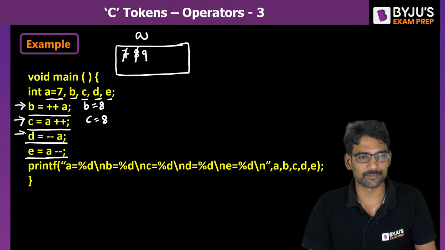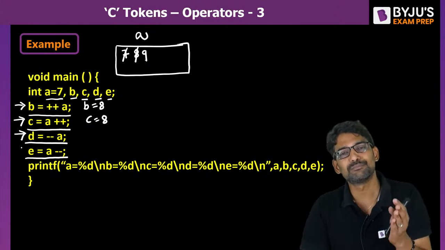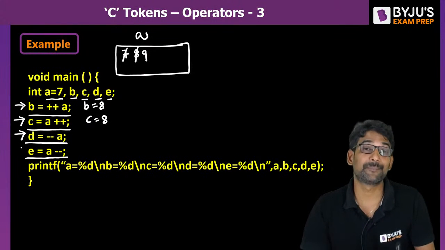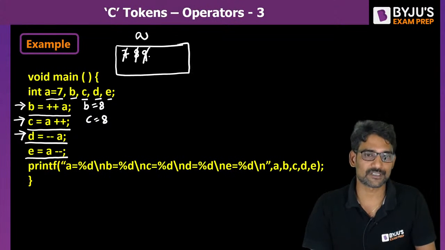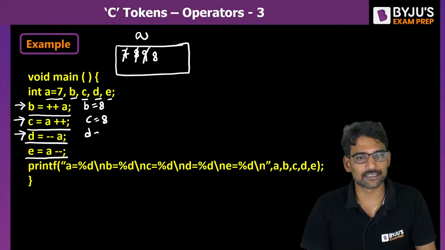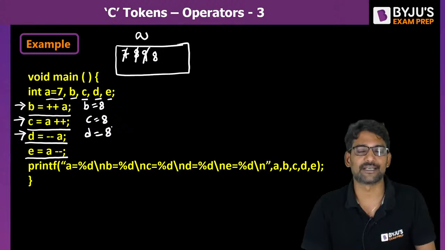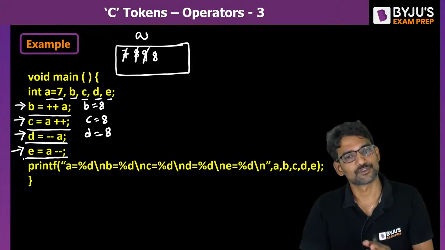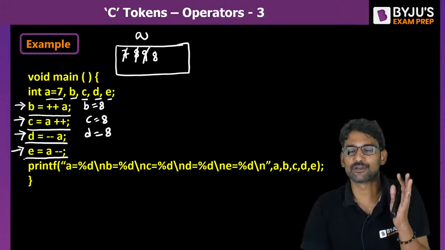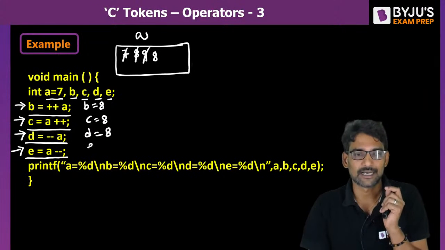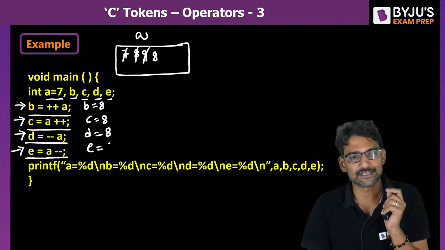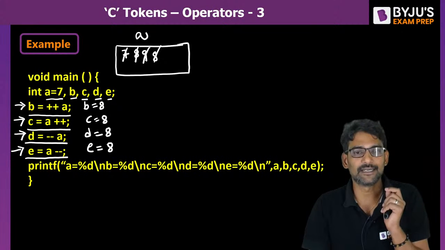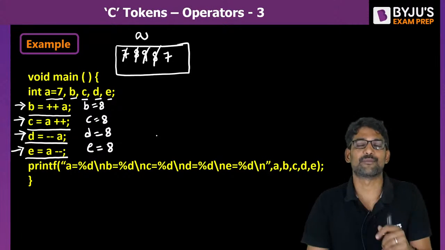Then the next statement, D equal to --A, pre-decrement. So, first decrement A value, then assign that decremented value to LHS. Then E equal to A--. So, first assign existing value, because this is post-decrement. Assign existing value to LHS. Then later on decrement A value.